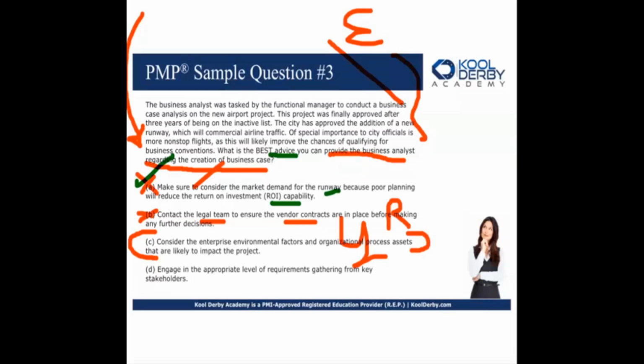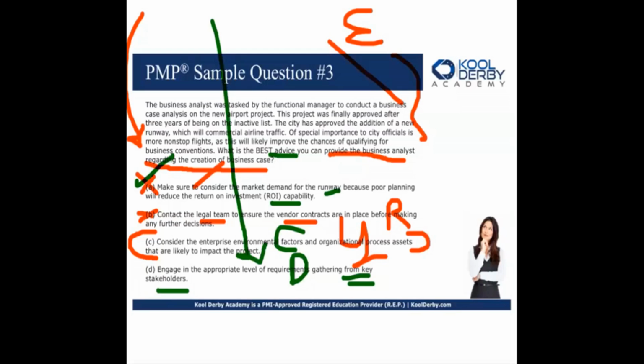Engage in the appropriate level of requirements gathering from key stakeholders. What do you think is a better answer, Charlie or Delta? We want stakeholders to be involved. Delta. This is a better answer because OPAs is like day-to-day operational stuff. We're being asked a big-time question. Should we run with this runway? Well, guess what? Go talk to the key stakeholders.